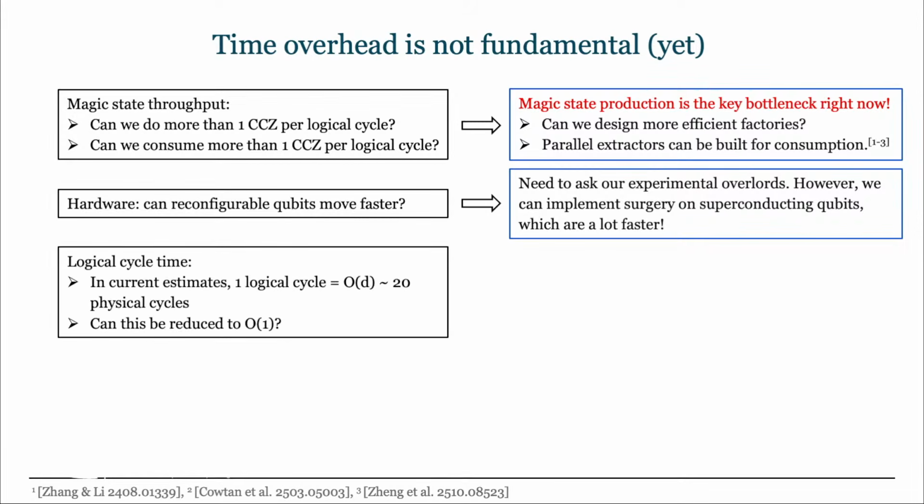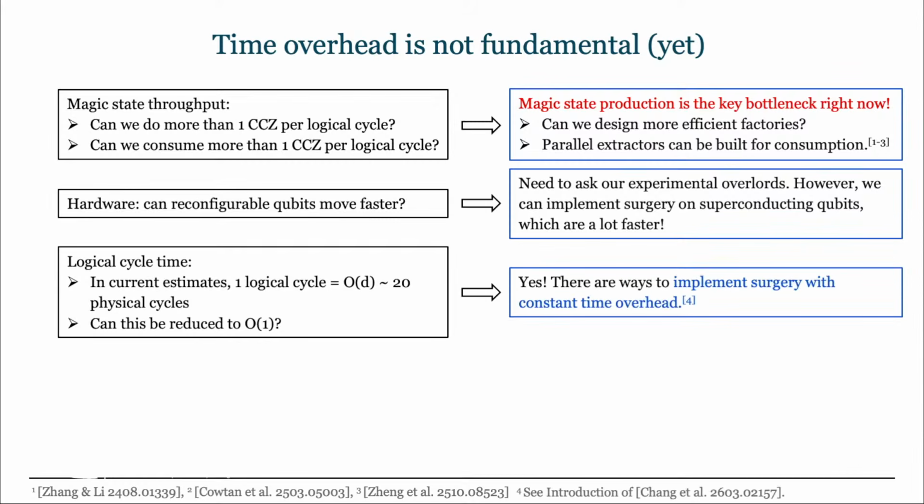The logical cycle time, I mentioned that one logical cycle is around 20 physical cycles. So can we reduce this to O(1)? Actually, I don't know why I put O(1) there. 20 is a constant. But can we reduce this lower to maybe a few cycles instead of 20 cycles? And the answer is yes. There are ways that you can implement surgery with constant time overhead. These are some new developments that we're just now trying to understand.